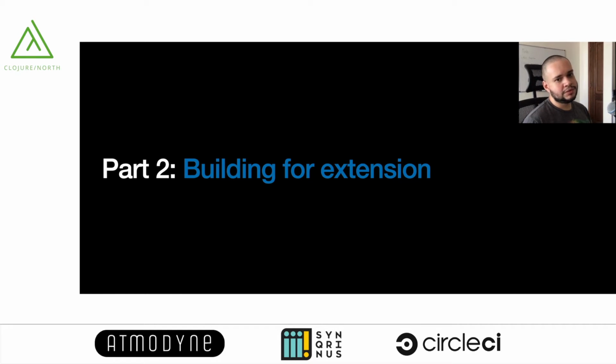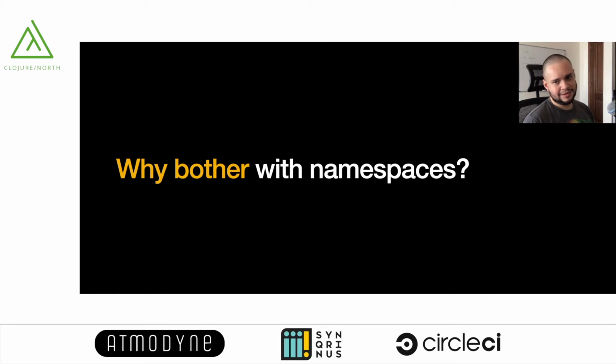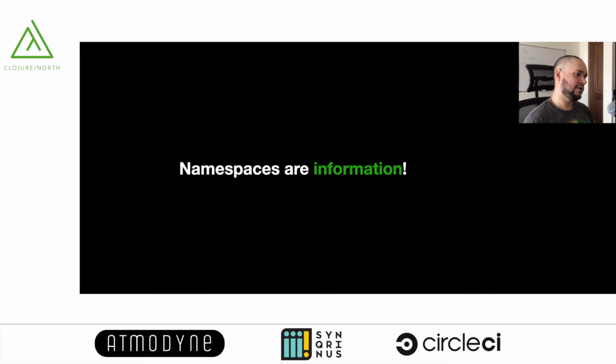Now I want to talk to you about building for extension. That's the second part of my presentation, and we're going to talk about building stuff that lasts and that's easy to evolve and change. The first tip on that is use qualified keywords. And qualified keywords are keywords that have a namespace. And it's super important, but why bother? Like, you have to write more when you do that. So why bother? And the first argument I give you is that namespaces are information.